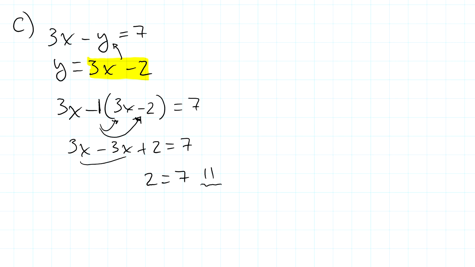So if I was to graph this system, what I would be looking at are two parallel lines, right? They don't intersect at all, ever. They have nothing in common. They have no x-y ordered pairs in common. So there's no solution here.